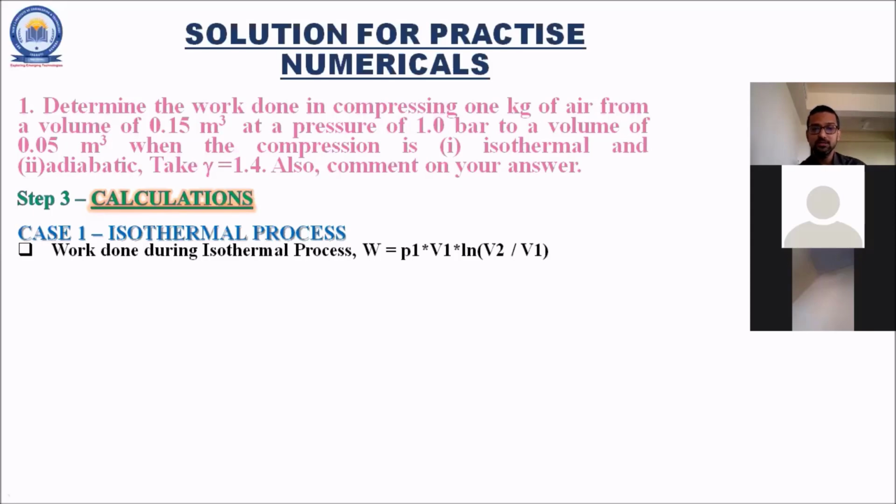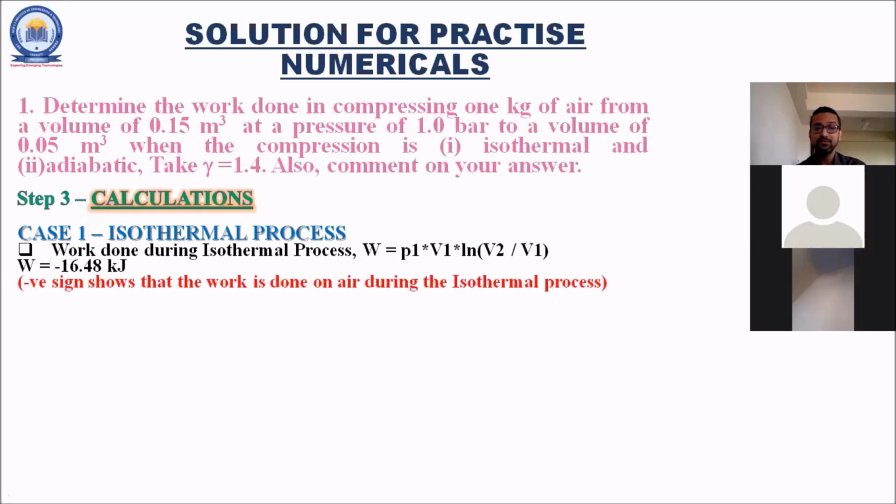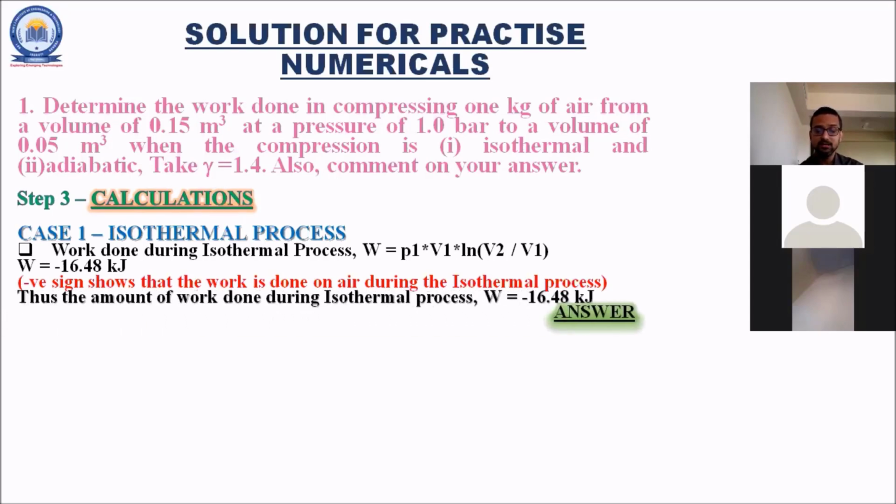So now we will be substituting the values. So we are getting the answer, that is W is equal to minus 16.48 kilojoule. Since we are getting the negative sign of the answer, the negative sign shows that the work is done on the air during the isothermal process. And this is the first answer of the numerical, that is the amount of work done during isothermal process. W is equal to minus 16.48 kilojoule.